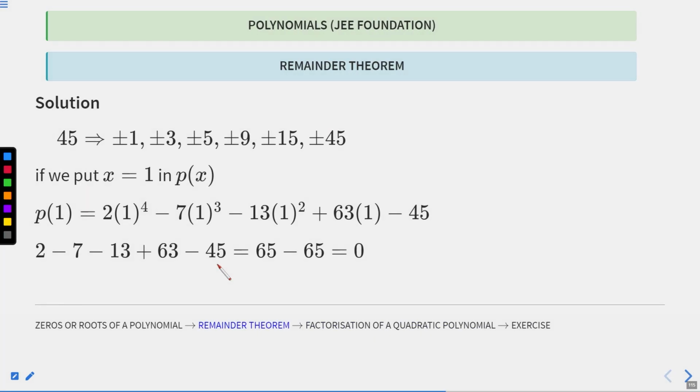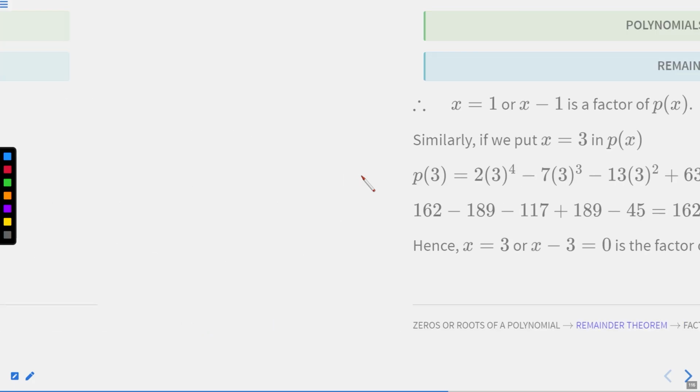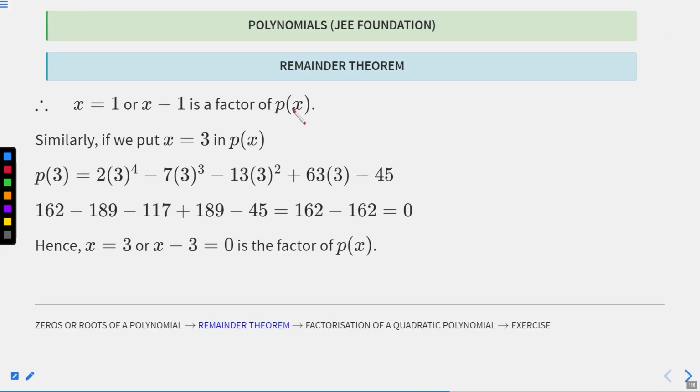I hope this is clear. So one factor is this x minus 1. Okay, now what we will do. So now we saw for x equal to 1, this means that x minus 1 is a factor. I have already told you.